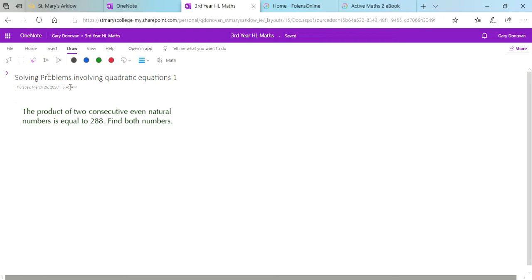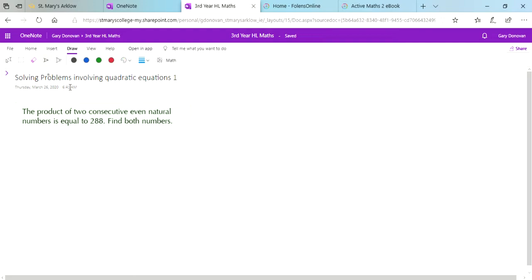We're going to look at solving some problems involving quadratic equations. Up until now we've learned how to solve quadratic equations, we've learned what factors are, we've learned what roots are, and now these types of questions are the exam type questions. So these are the type of questions you're probably going to get in the exam.